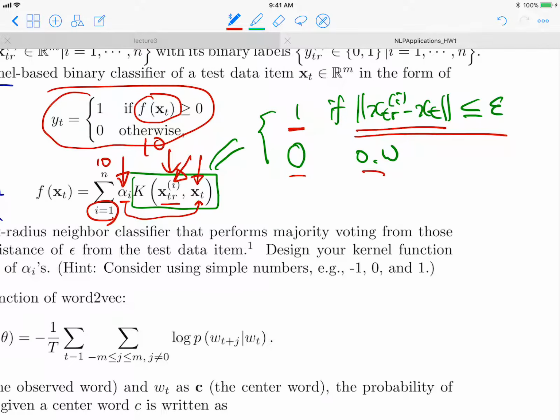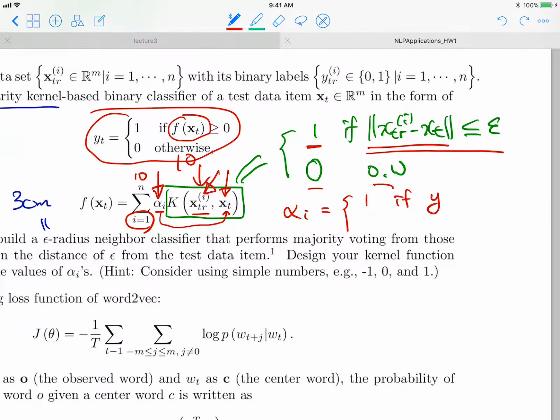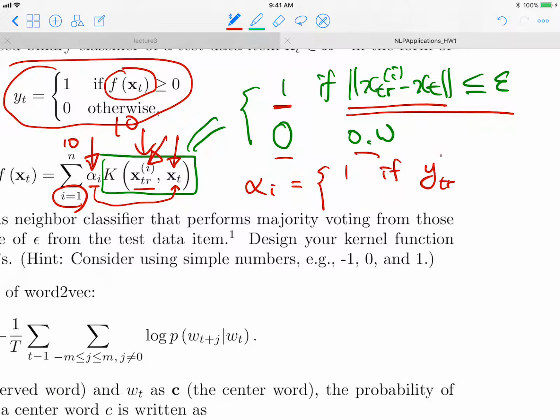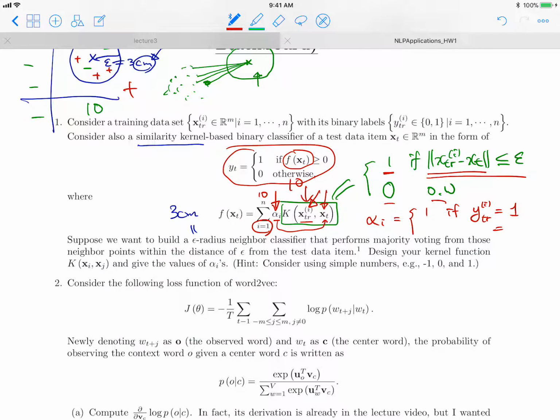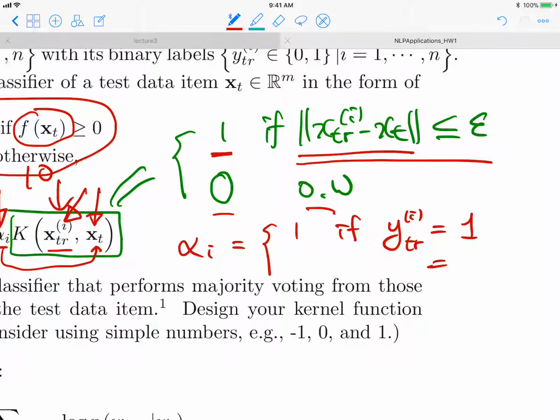The final answer for alpha i is really simple. It's 1 if y_tr_i is positive, and if it is the negative class, then it will be defined as 0.